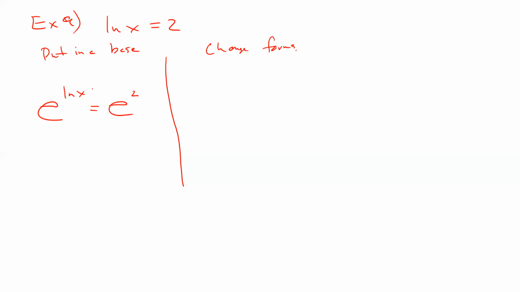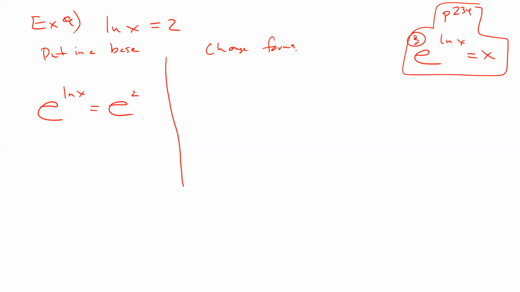Let me see if I can thumb back through our notes here real quick. I have this funny looking property in 3.2. It said e to the ln of x is equal to x. It's on page 234, property number 3. Absolutely, because the e and the ln function undo each other's work all the time.